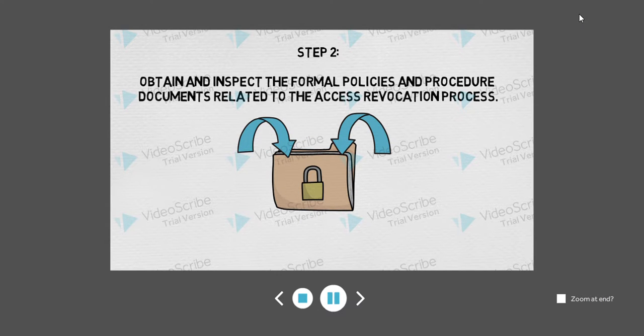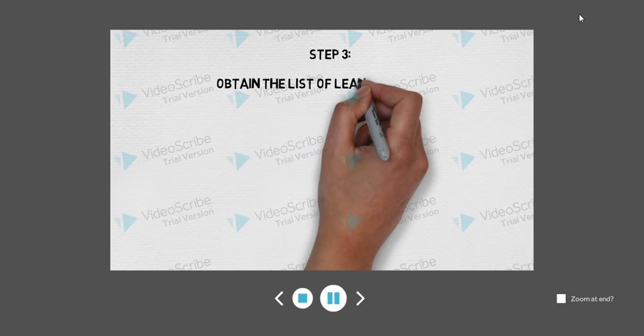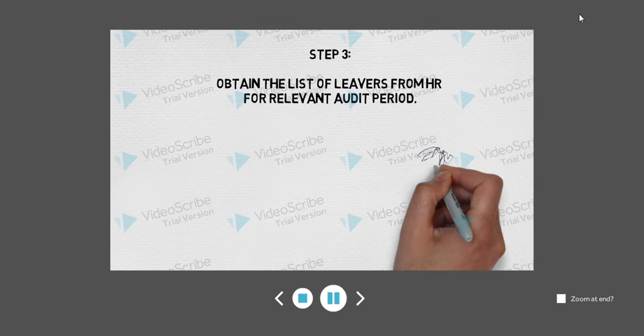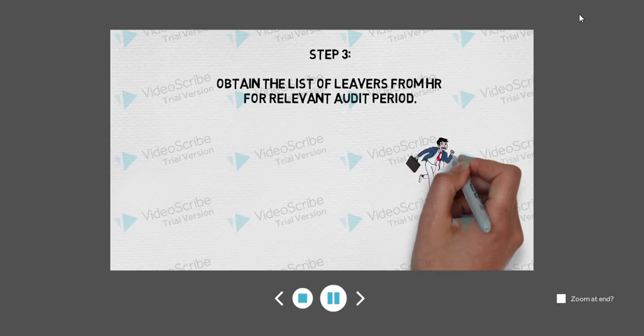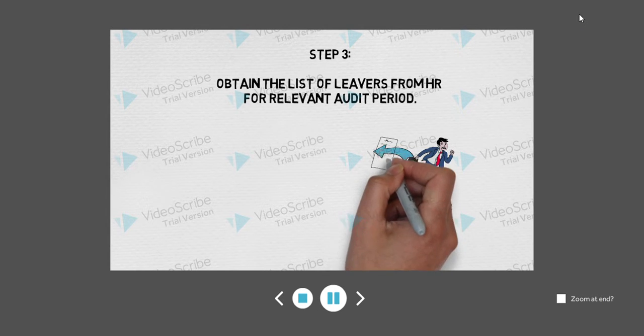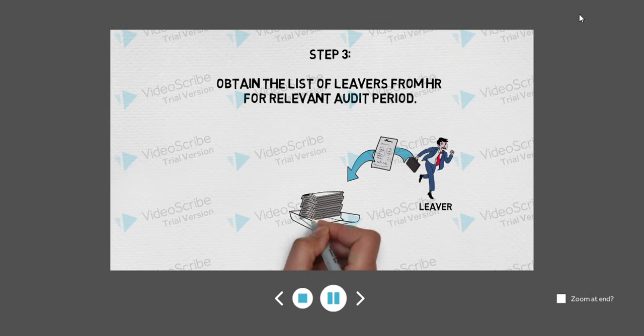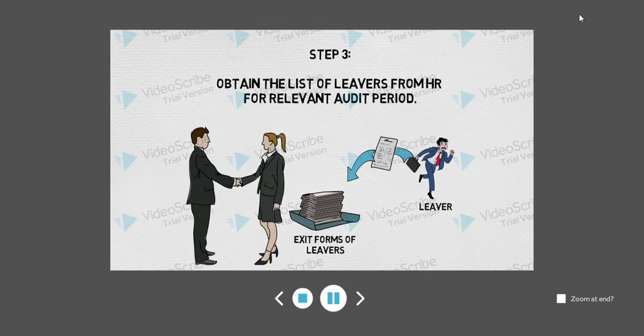Now that we have a good understanding of the exit process, step 3 is to obtain the list of leavers from the HR for the relevant audit period under review. This list of leavers would be useful for us during our testing when we attempt to identify possible active user accounts of the users who have left the organization.